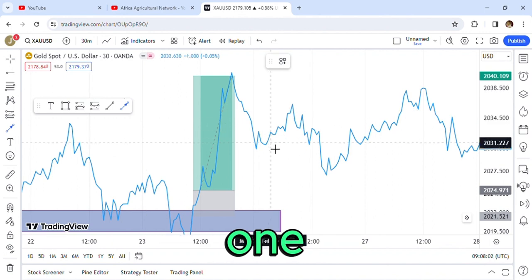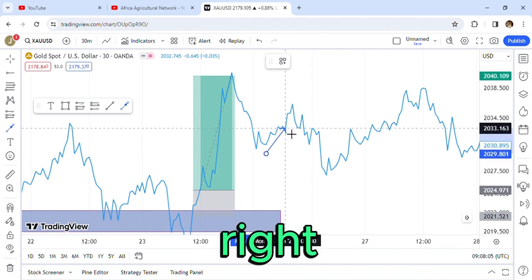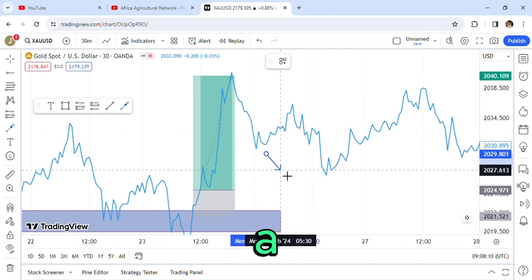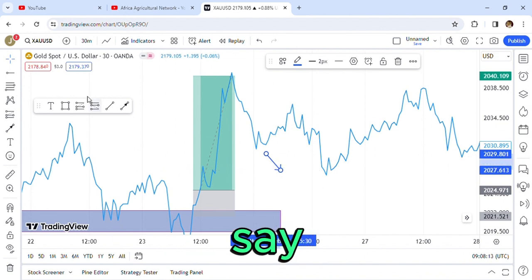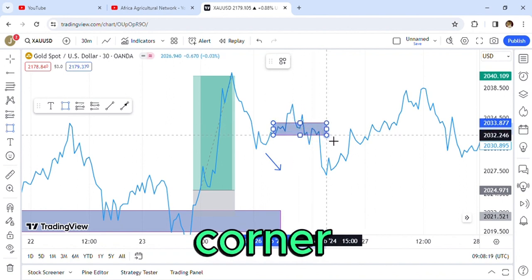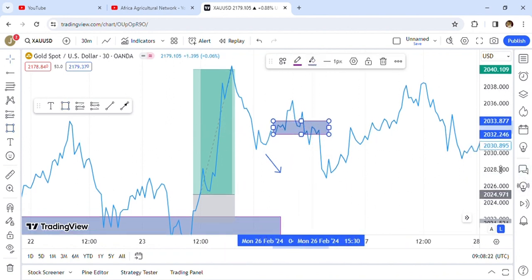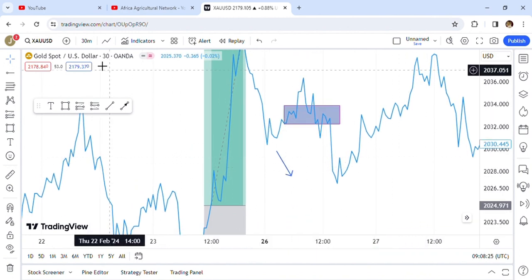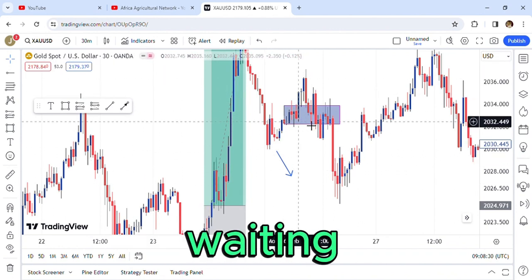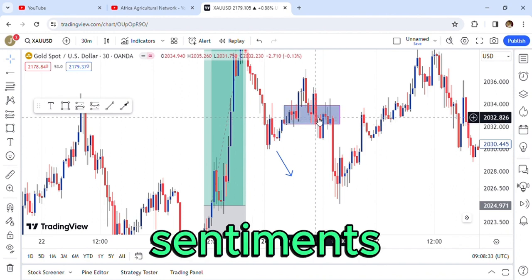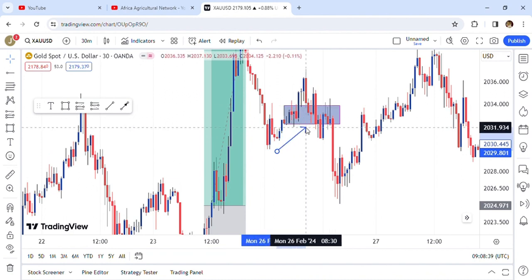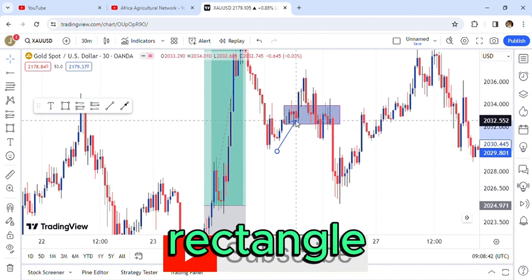Once you notice one, for example here, this is a sharp corner right over here, once I pick it out, I get my rectangle and I mark this zone of the sharp corner, and I stretch it all the way into the future. Now once you have it stretched, I turn on my candlesticks, waiting for price to show areas of resistance sentiment in the area where I've marked my rectangle.